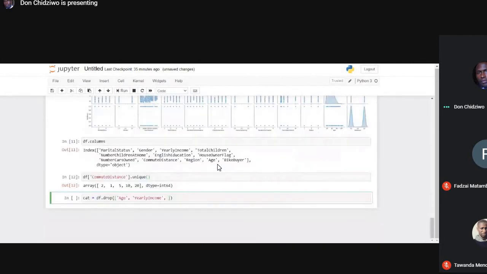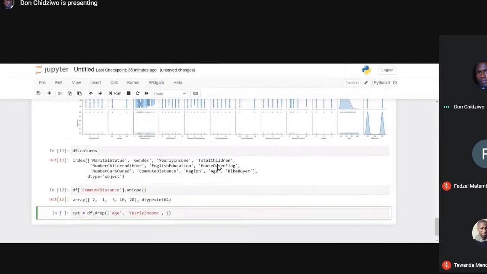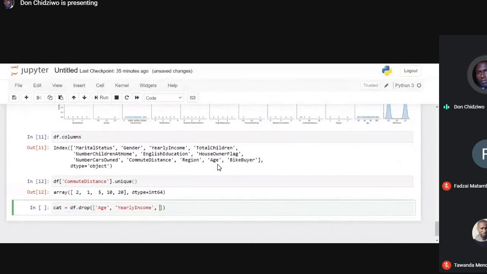Kindly increase your font. Much better. Thank you.